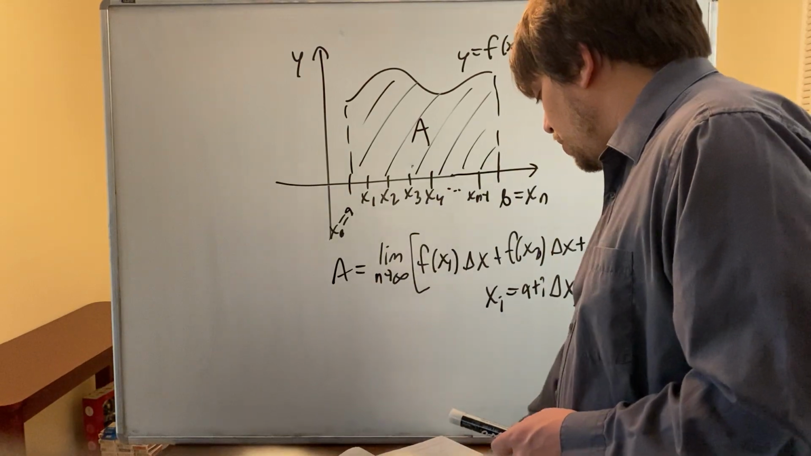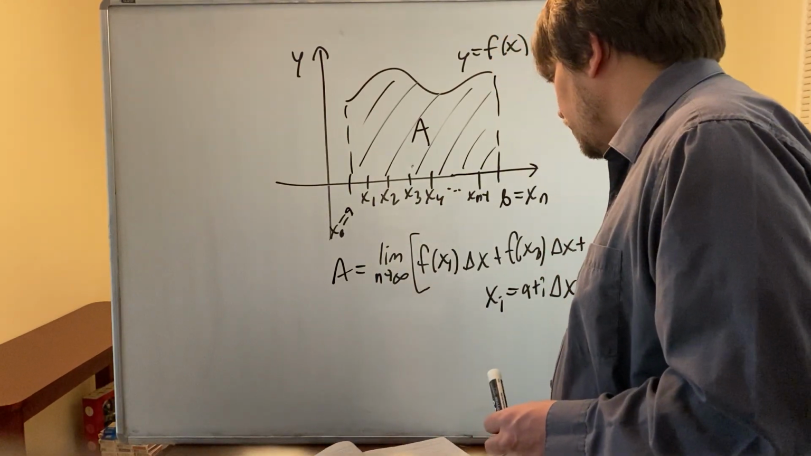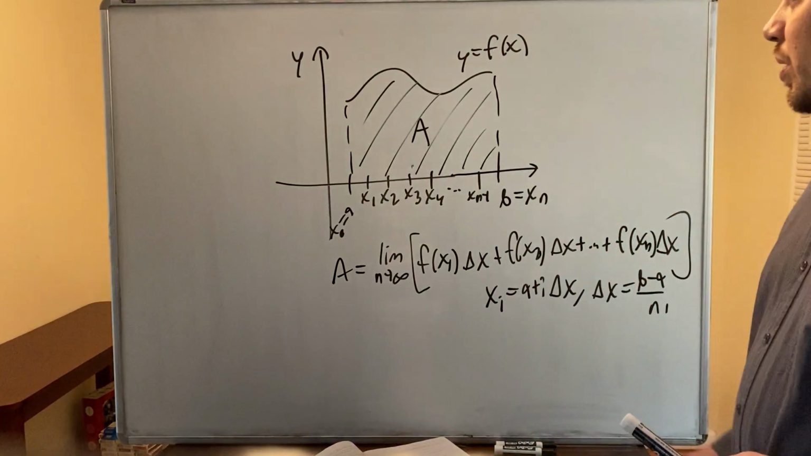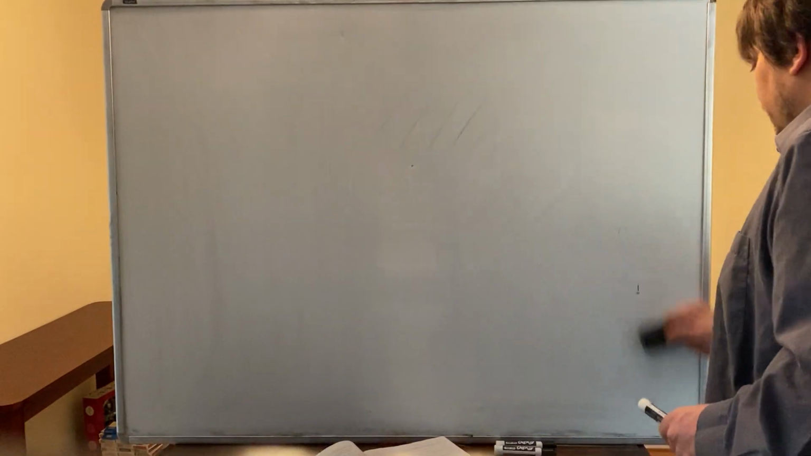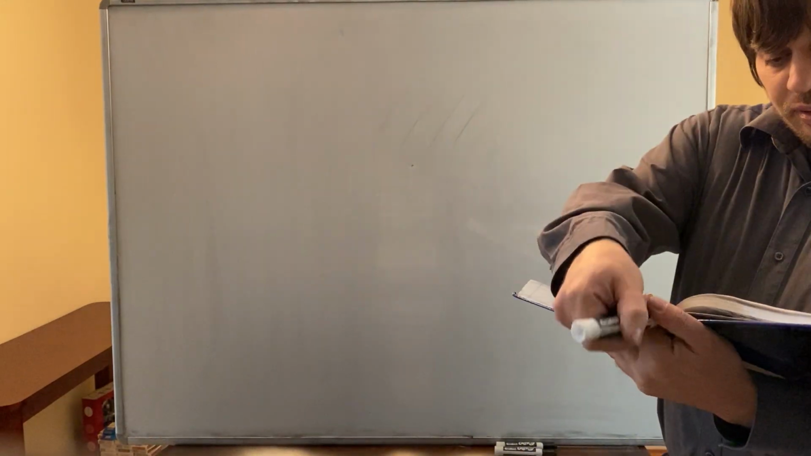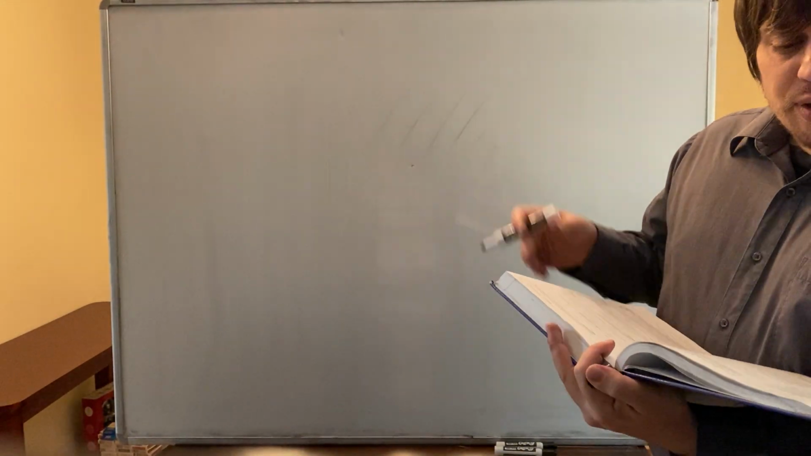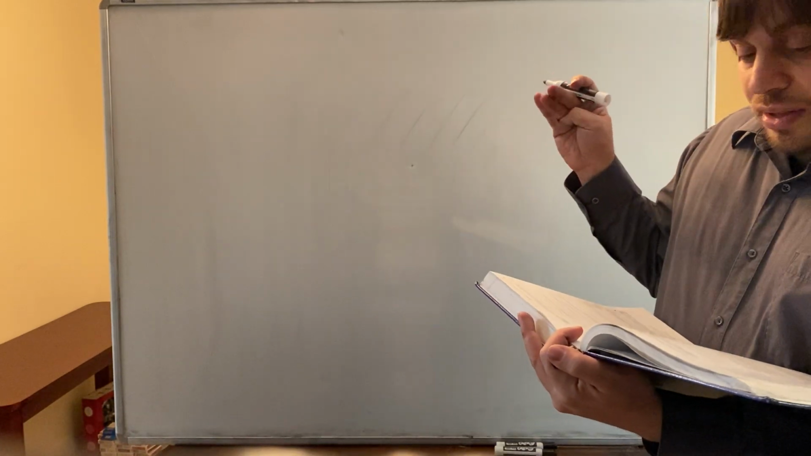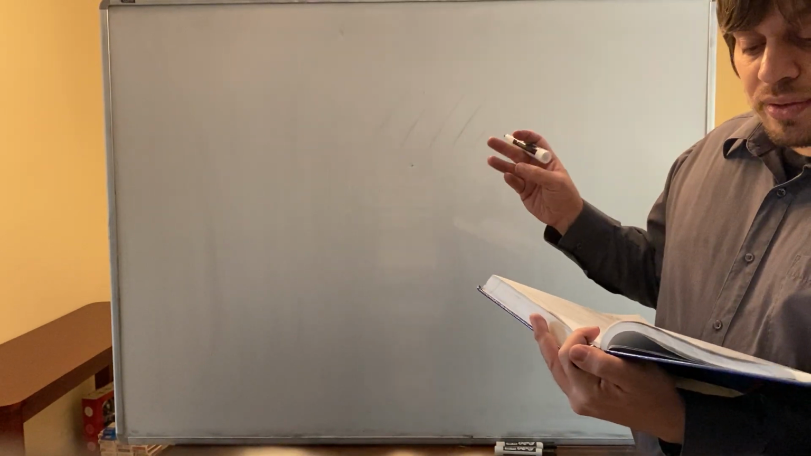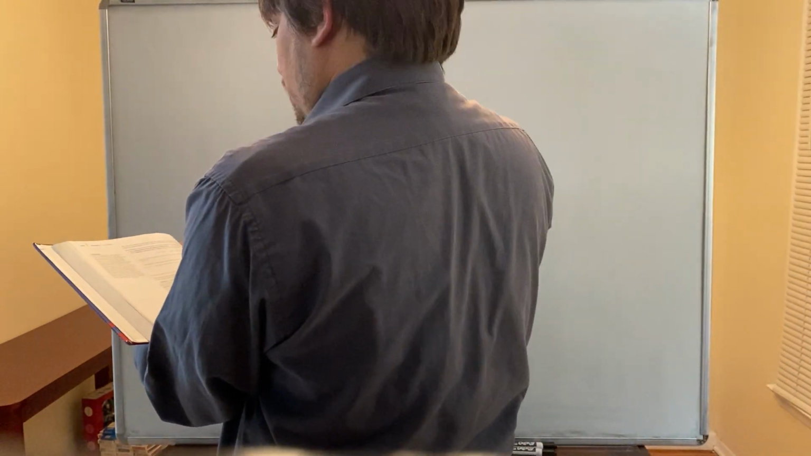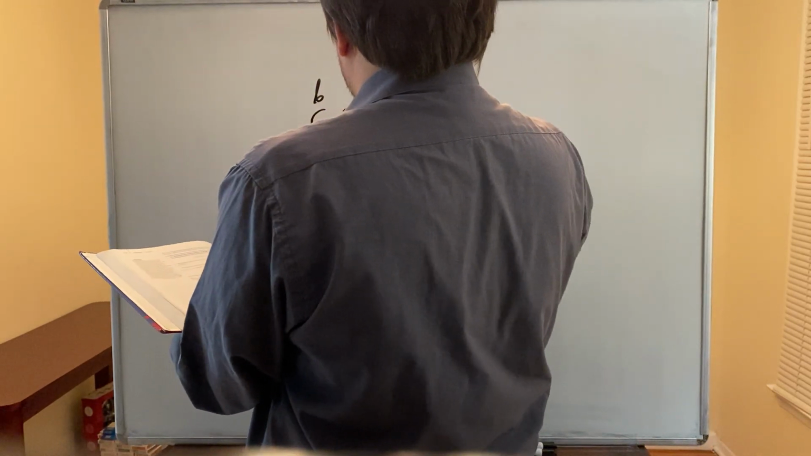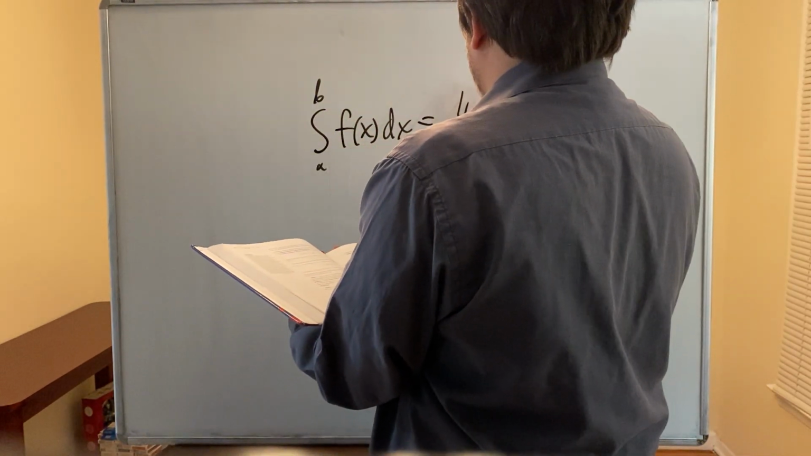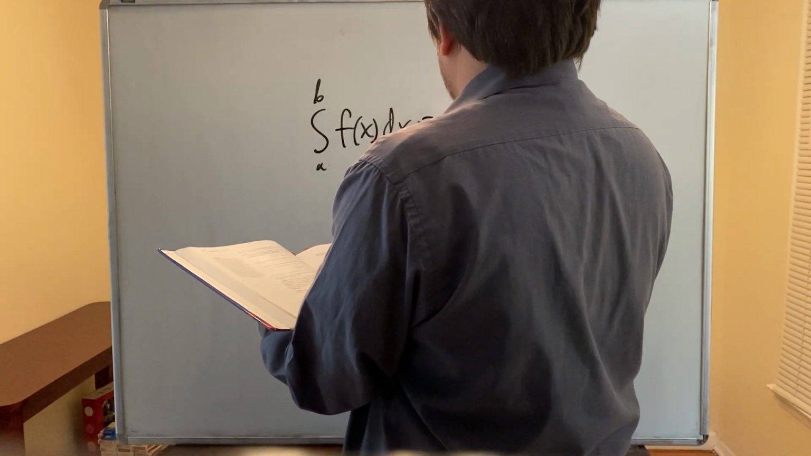In 4.2, we start formulating the definite integral. On page 212, definition 2 is the definition of a definite integral. Technically, the definition of the definite integral involves this formula, along with its conditions.